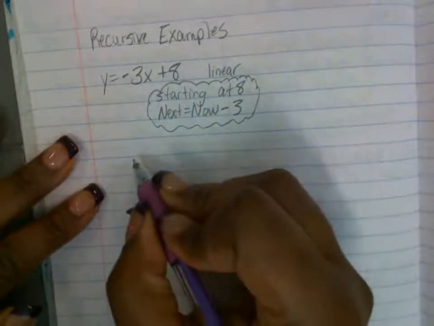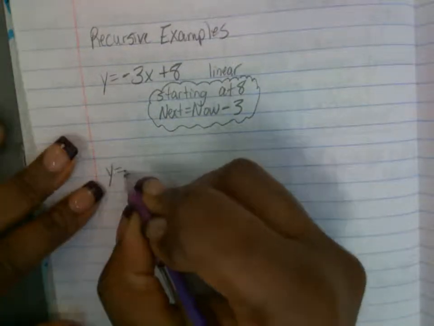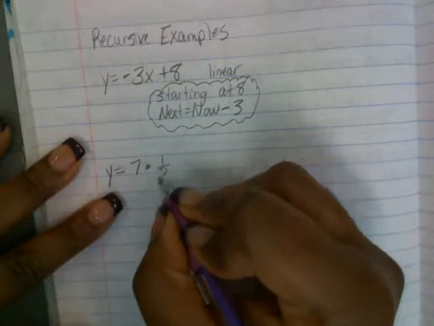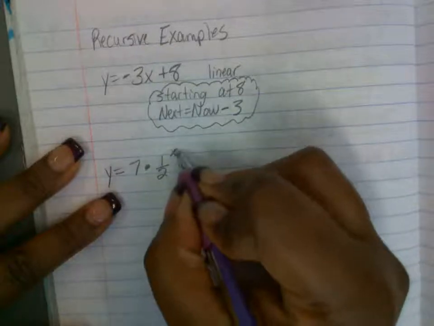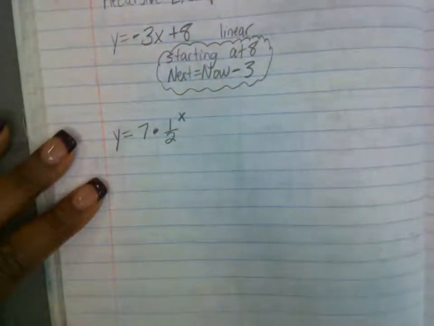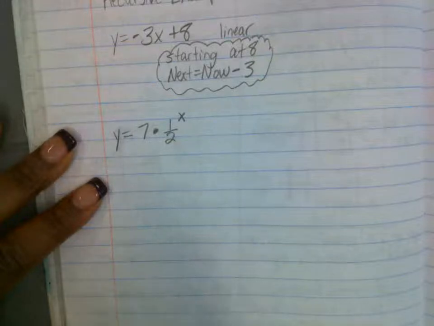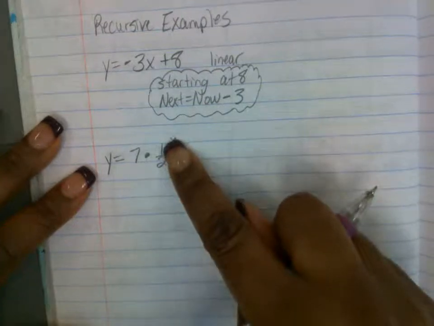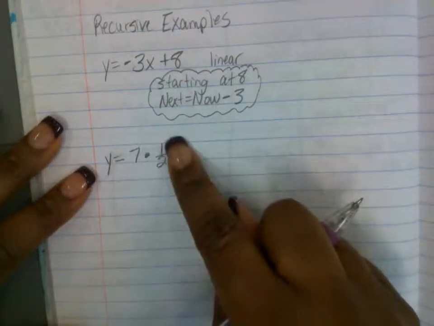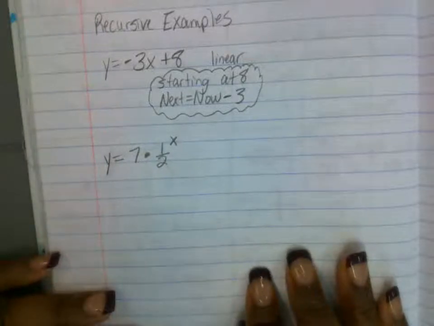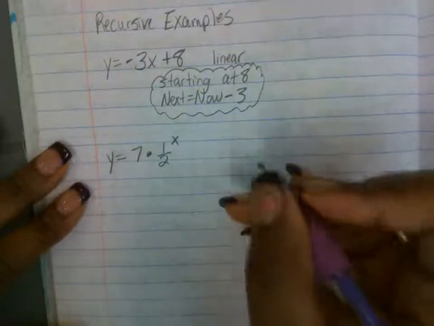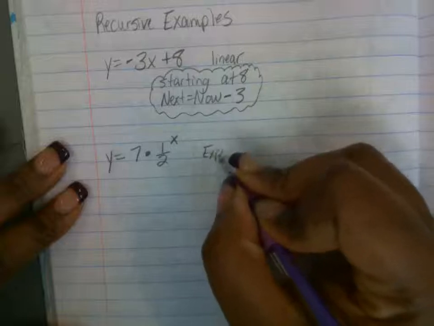Let's look at one that's like this, okay? Y is equal to 7 times 1/2 to the x power. What kind of function is this? Is it linear or is it exponential? This one's exponential because this 1/2 is raised to the x power. If somebody had a question at home, go ahead. No question? Okay, I'm going to keep going. Let me know. So this is exponential, so I'm going to write exponential here.